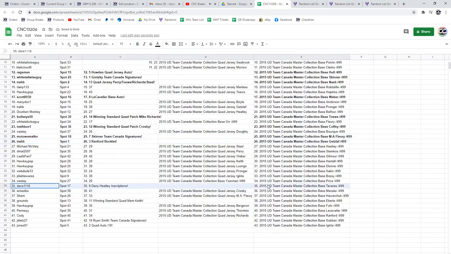The Danny Heatley inscriptions goes to Dave. Grounds gets the quad mem of Keith. The J Dietz gets the Ryan Smith. And Jones gets the quad auto out of 10. There we go, folks.